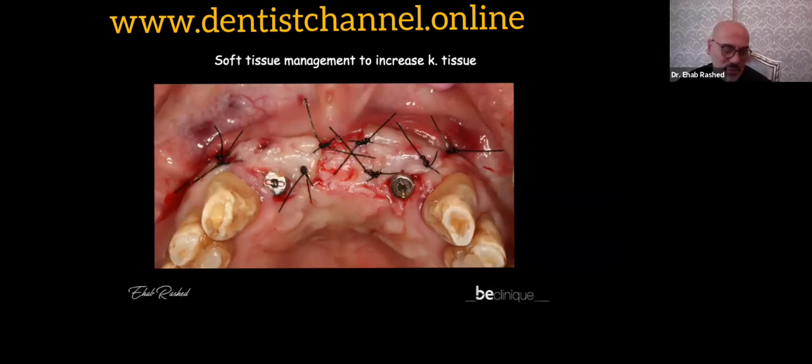non-keratinized tissue. And now we have the plasma as well. As you can see here, the soft tissue will start growing to connect to each other.